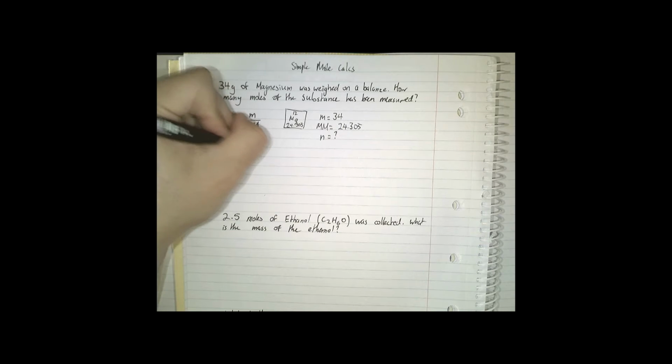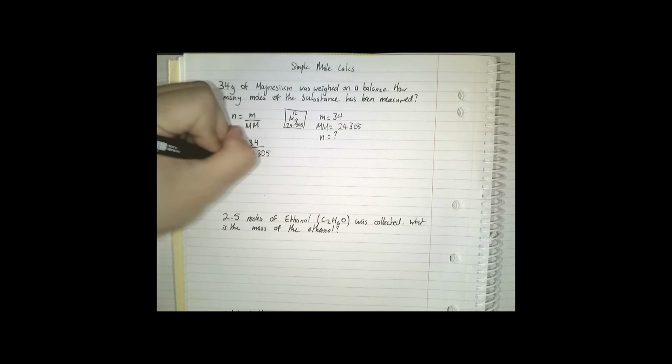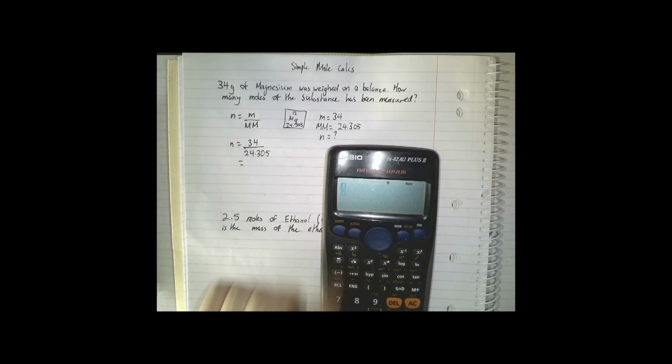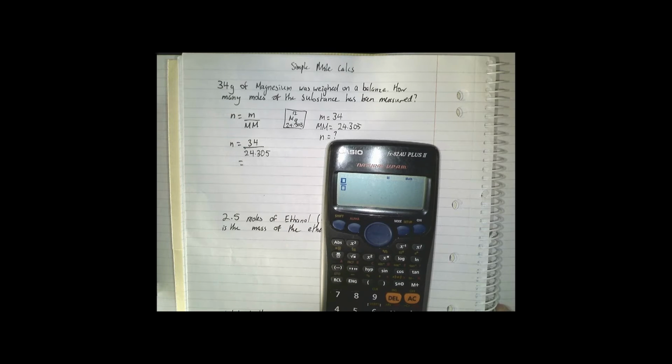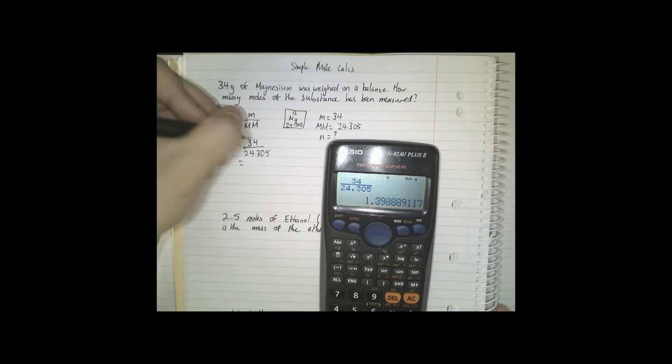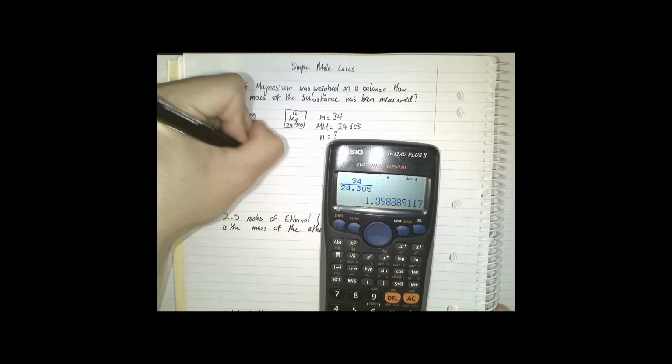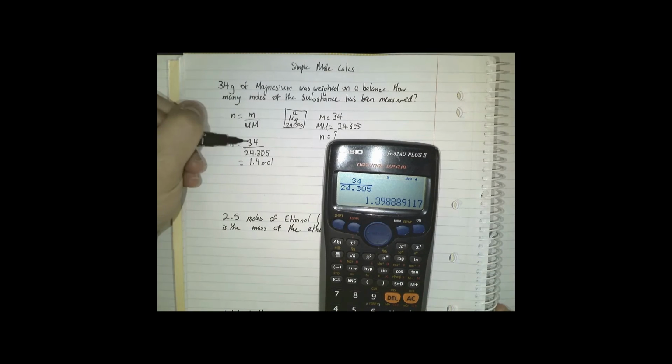Divided by our molar mass, which is 24.305. Now, if I put that into my calculator, I'm going to put up a fraction. So that is 34 over 24.305. And that is equal to 1.4 moles.